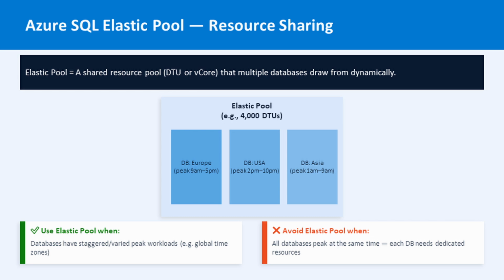However, elastic pools are not always the right choice. If all your databases peak at the same time, for example, because they all serve the same geographic region and have the same working hours, then an elastic pool does not help. Each database will try to consume peak resources simultaneously, and they will compete with each other. In that scenario, dedicated per database pricing is the better approach. Both the DTU and vCore pricing models are available for elastic pools, so you have the same flexibility regardless of which resource model you prefer.